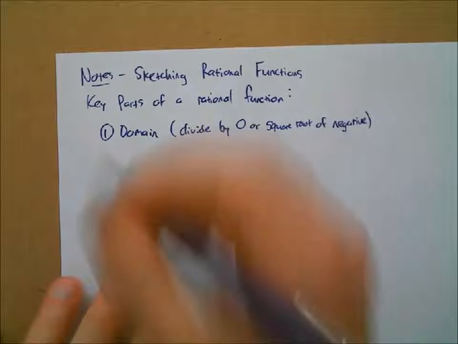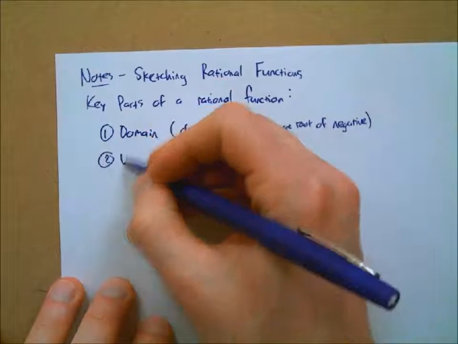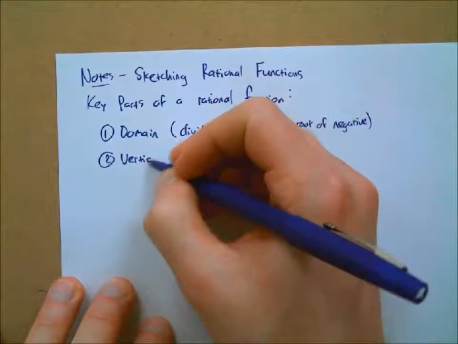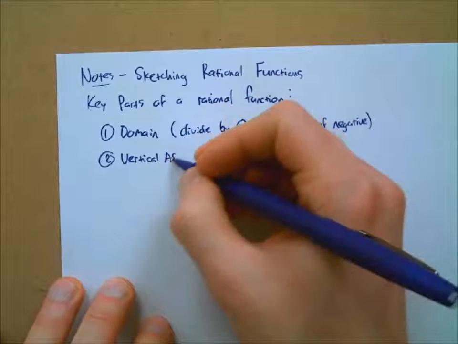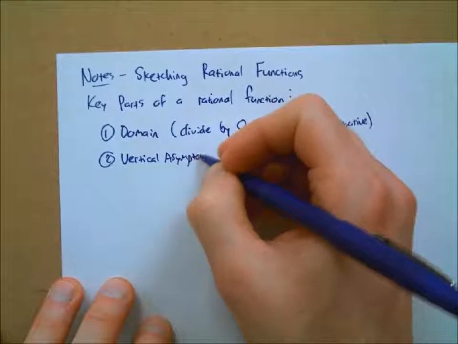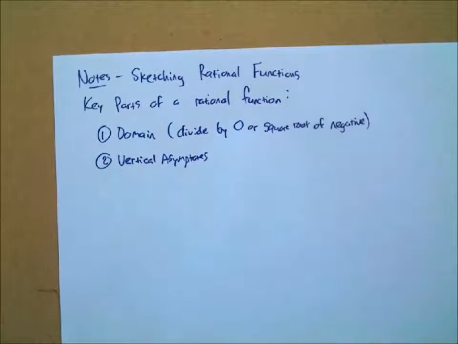We want to identify any vertical asymptotes. Vertical asymptotes occur, well, does anyone remember? Does anyone know when a vertical asymptote occurs? How do we indicate a vertical asymptote? Yes? When there's a 0 in the denominator. 0 in the denominator, but not also in the numerator. Yes, exactly right. Okay. So, I'll write that here.